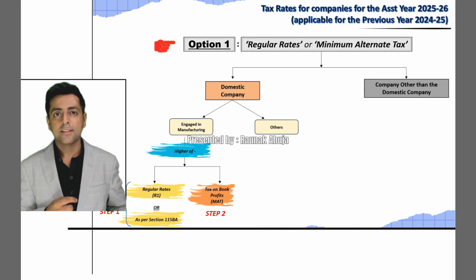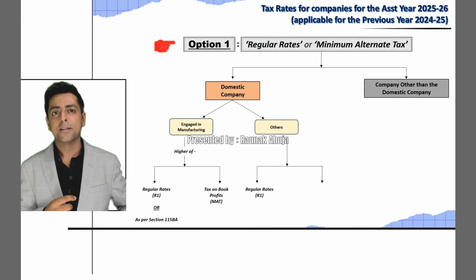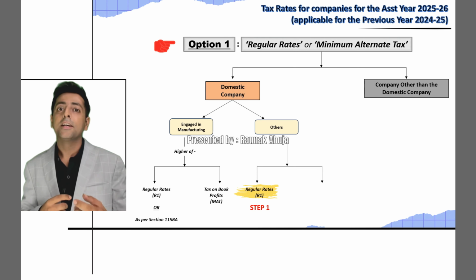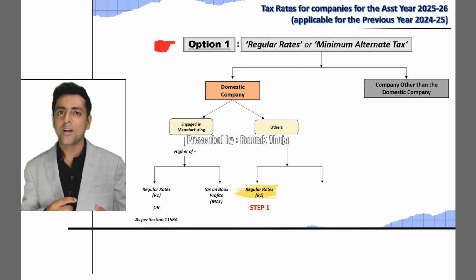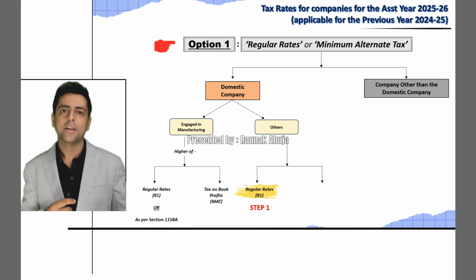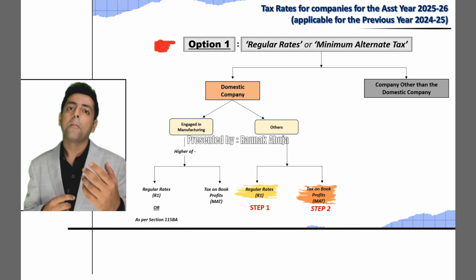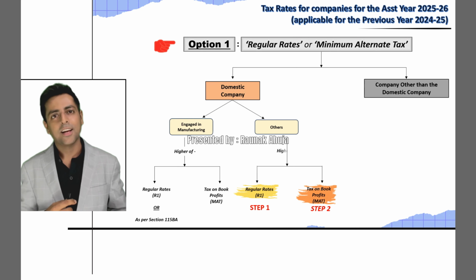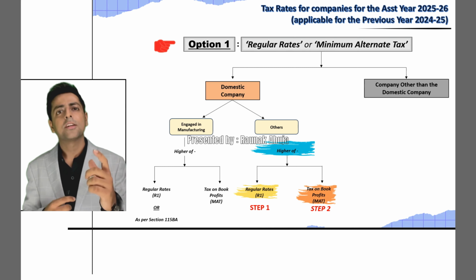Moving on to companies that are not engaged in manufacturing. For companies that are not engaged in manufacturing, the first step towards calculation of taxes would be calculation of taxes as per the regular rates, which is R1. Once the taxes are calculated as per step 1, then again taxes are calculated as per step 2, which is calculation of taxes as per MAT provisions. Again, the higher of these two taxes would be considered as tax payable by such company.